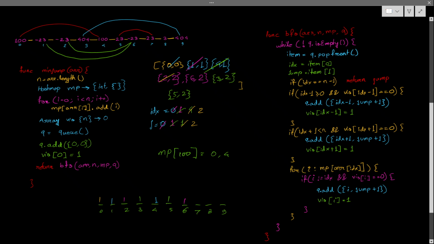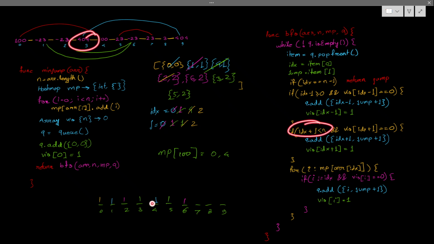Let's see the next case, index plus 1. Index plus 1 is 3. You can see 3 is already visited, so I cannot go to the third index as well. Minus 23, what are the places where minus 23 is present? 1, 2, and 6. 1 is already visited, 6 is already visited, and I cannot go to 2 because it is my own index. So I cannot go anywhere, and I'll not add anything from this.